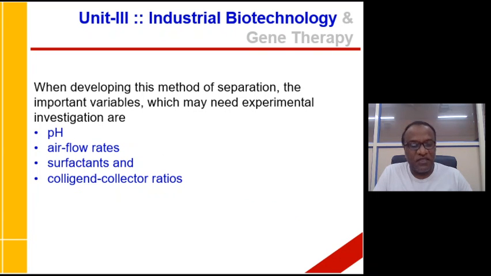Right. So, when developing this method of separation, the important variables which may need experimental investigation are: number 1, the pH, the airflow rates, the concentration of the surfactants and the colligend to collector ratio. Here the colligend, as I said, is the material whose surface activity is made by applying the surfactants, and surfactants are termed collectors. So, what is the ratio of colligend to collector, what is the pH level, what is the airflow rate, what is the concentration of the surfactant. All these variables are important and they need experimental investigation when you are using the foam flotation process for recovery of the product.